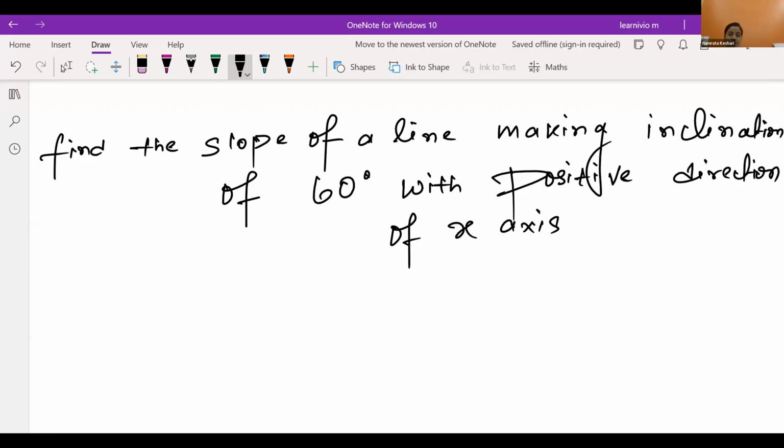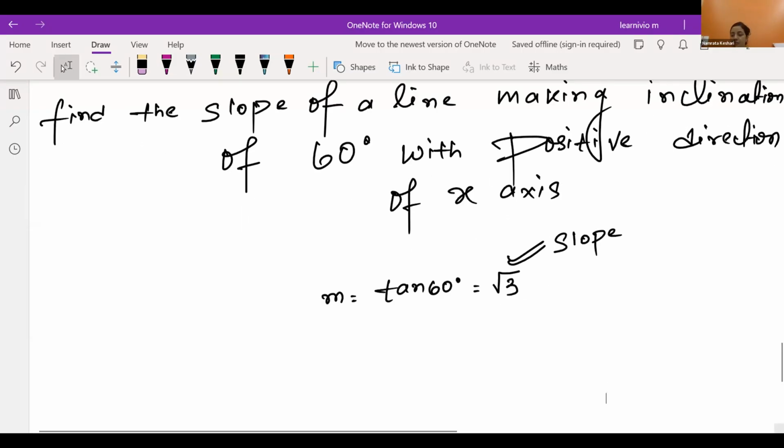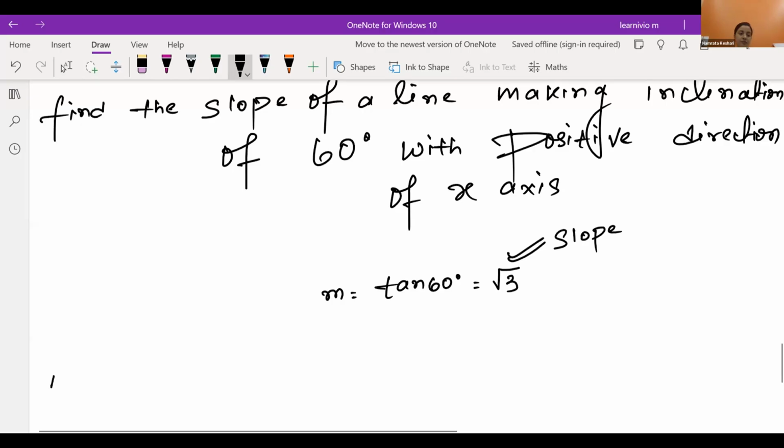Ma'am, is it tan 60, plus root 3? Yeah, that is. Root 3. Yeah, this is the slope. Now you must be getting the feeling that slope is a number. Slope is a number, and where is this number coming from? Is that getting clear? Yes, ma'am. Okay, let's see a few more questions. Yes, everyone, are you getting it? Any confusion so far? Yes, ma'am.